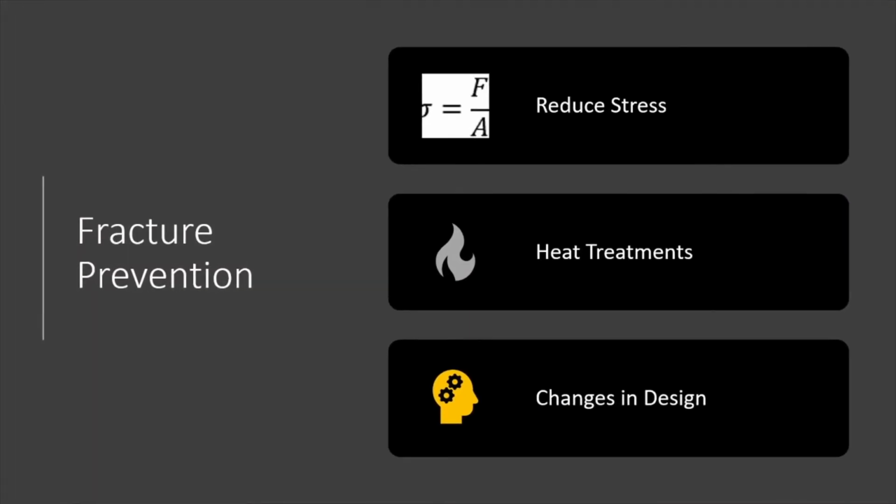Now, what are some ways to prevent this? We can reduce stress on the object altogether, of course. Heat treating to change the microstructure, and changing the design so there are fewer sharp corners on the object, will increase strength. That is all for my video.